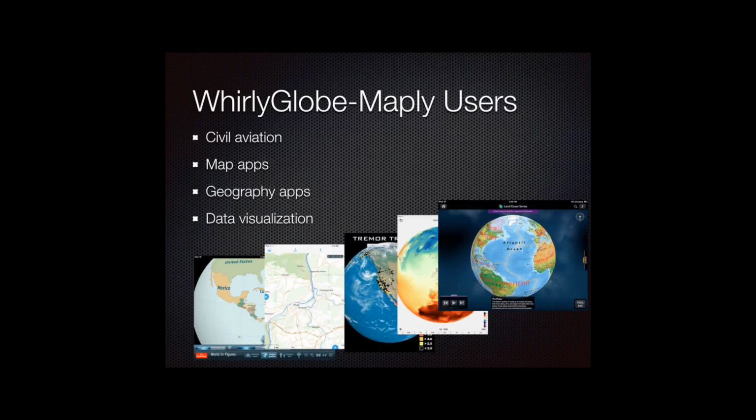So a lot of different people use it. There are different categories of users. For example, there are civil aviation apps which use it. Those are apps for private pilots. There are also map display apps, things that display kind of a traditional 2D map, something you might expect to get from Google Maps or Apple Maps. There are geography apps, and those are apps for use with students that usually show the globe in 3D and allow for some interaction. And then lastly, there's data visualization, which again is kind of a catch-all term for anything not in the other categories.